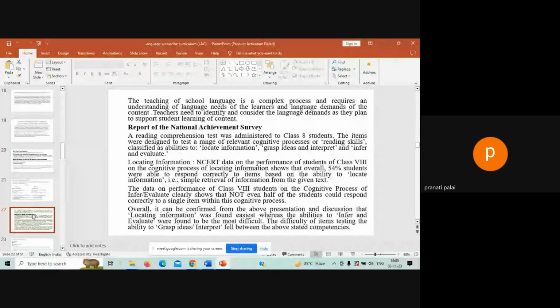The data and performance of class 8 students on the cognitive process of inferring or evaluating clearly show that not even half of the students could respond correctly to a single item within the cognitive process. So in the cognitive process of reasoning, wherever such questions were asked, less than 50% of students have achieved that competency or learning outcome. So overall, it can be confirmed from the above presentation and discussion that locating information was found easiest, whereas the ability to infer and evaluate were found most difficult for the learner.